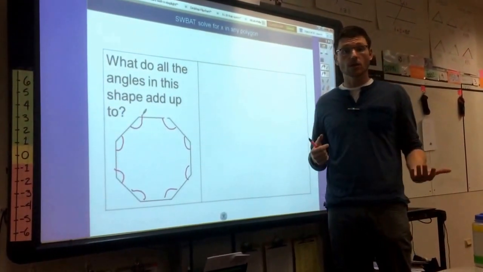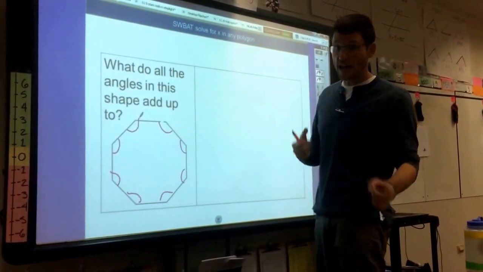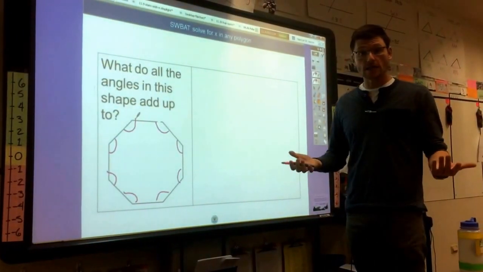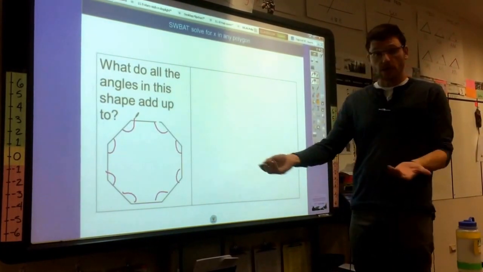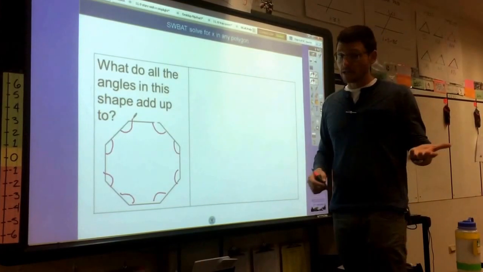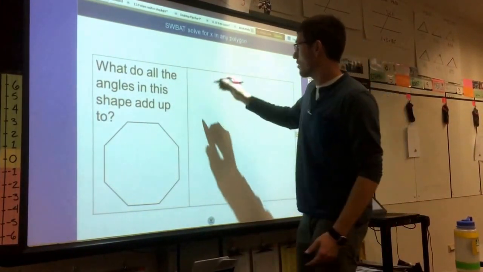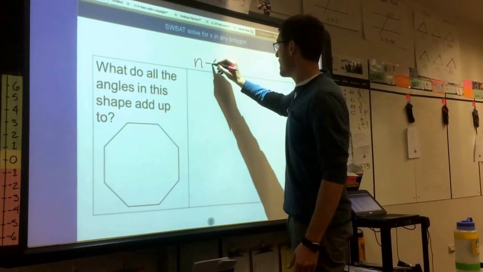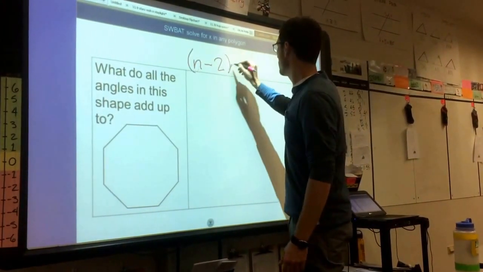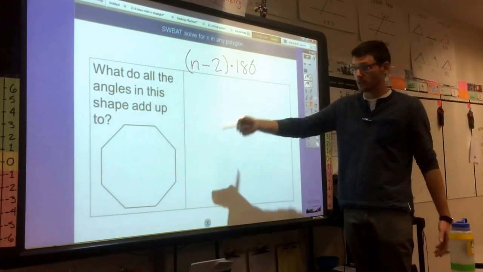That's a skill that we're going to need in case we have a missing angle or we're asked to find one angle. We know a triangle adds up to 180, but for a shape like this, we don't know off the top of our head what all these angles add up to. You can memorize it, but there's a much easier way, and that's using the equation. The equation we need here is n minus 2 times 180, and n is the number of sides.